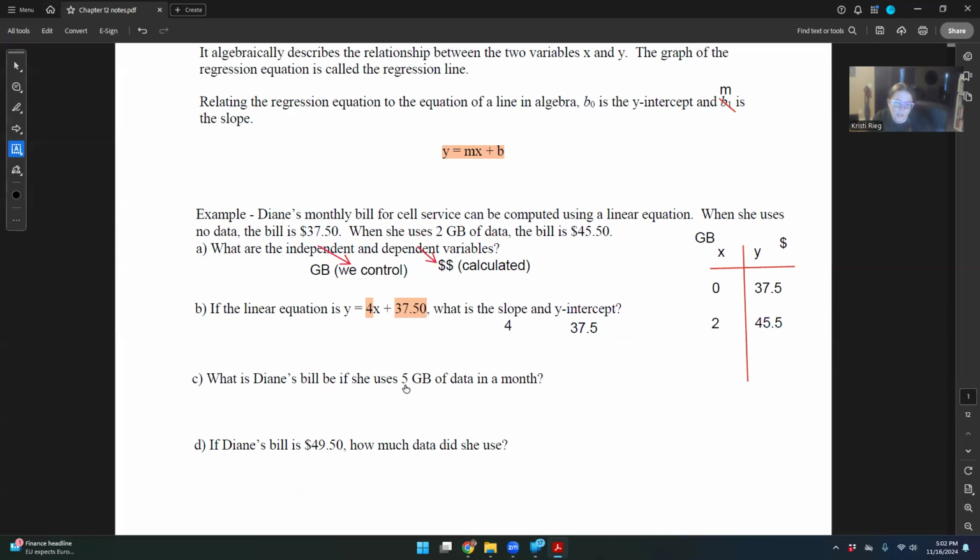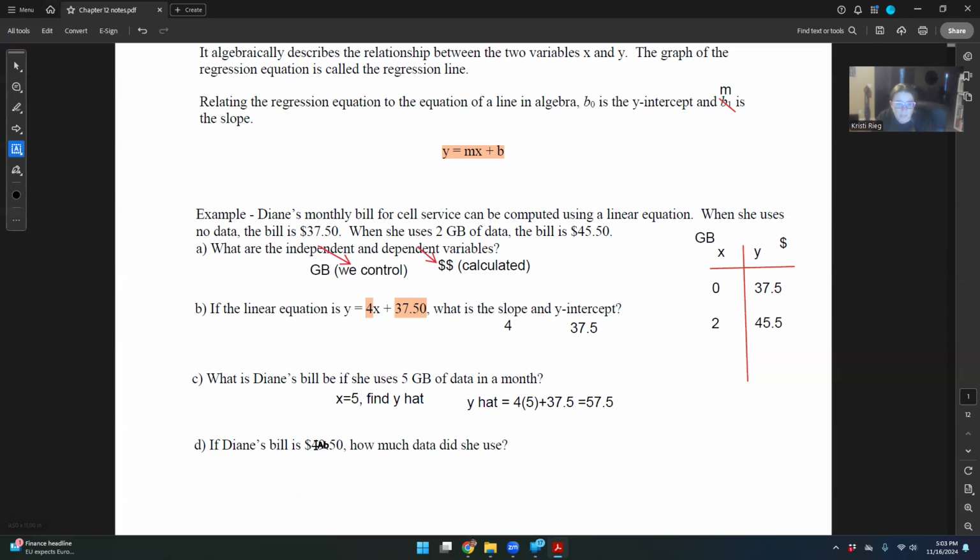Okay, so now we have 2 questions based off of this equation. What is Diane's bill if she uses 5 gigabytes of data? Well, since the gigabytes is the independent, which we said was the x, then I know that x equals 5, and I want to find y hat. That's what it's asking me to do. So I plug into this equation. Y hat, which is the estimated value, is 4 times 5 plus 37.50. 20 plus 37.50 is 57.50. You can put the extra 0, it doesn't matter.